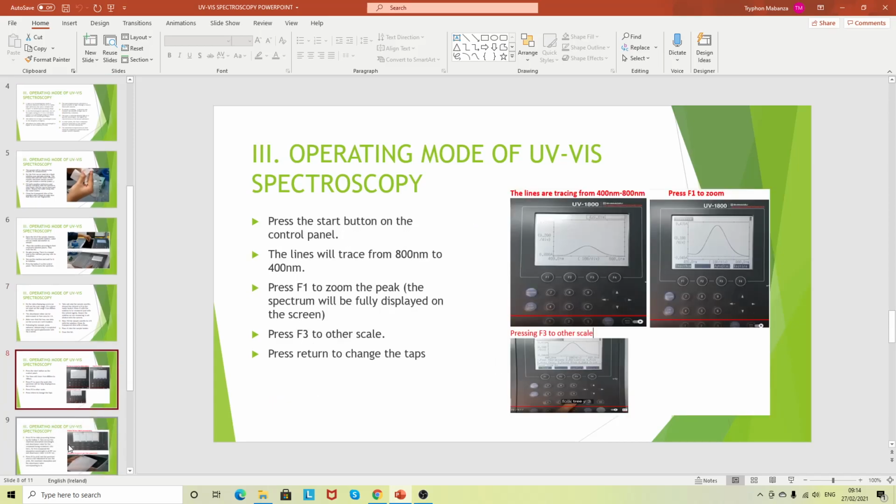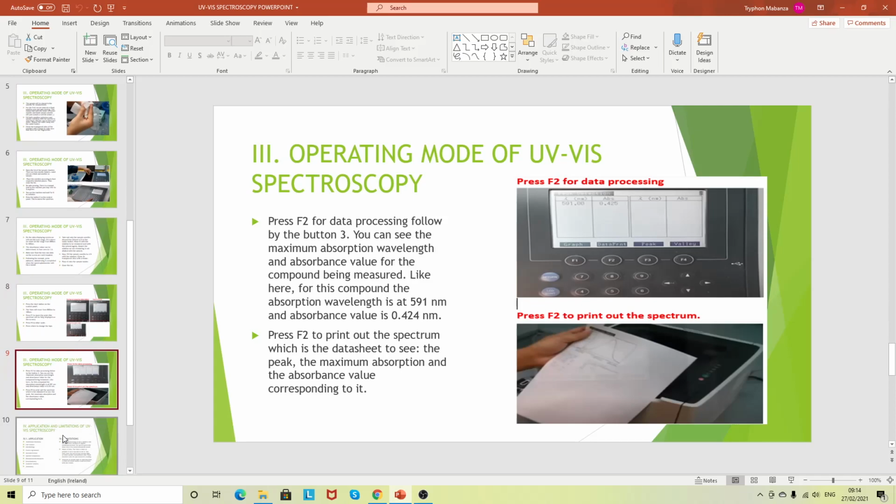Press the start button on the control panel. The line will trace from 800 nanometer to 400 nanometer. Press F1 to zoom the peak. The spectrum will be fully displayed on the screen. Press F3 to order scale. Press Return to change the tab. Press F2 for data processing, followed by the button 3.